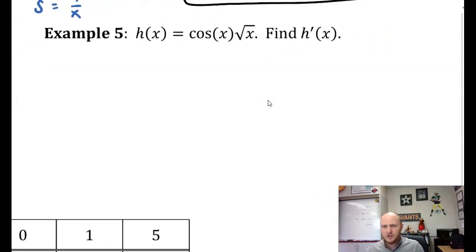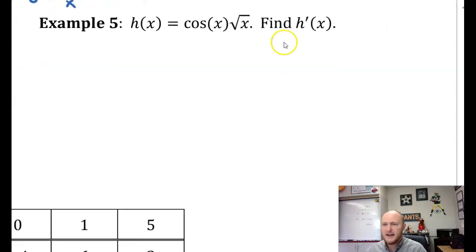All right, example number 5. Here I have h of x equals cosine of x times the square root of x. Find h prime. Go ahead, pause the video. I want you to try this one. Go ahead, give this one a go.